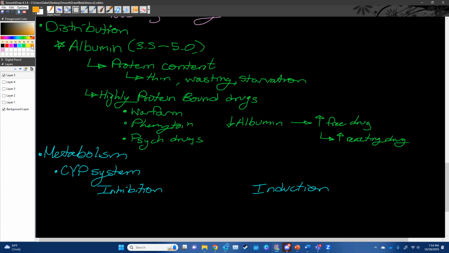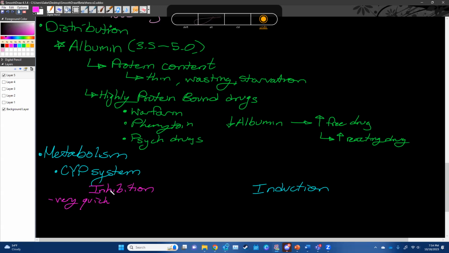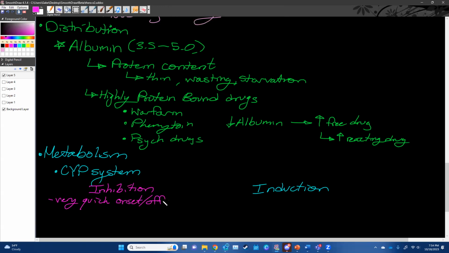Inhibition is very quick, both in terms of onset and offset, which means that within hours we can start to see drug interactions.